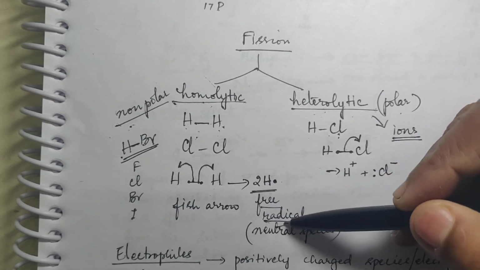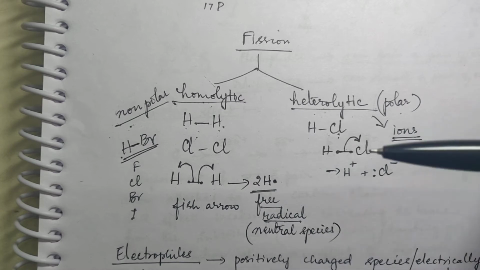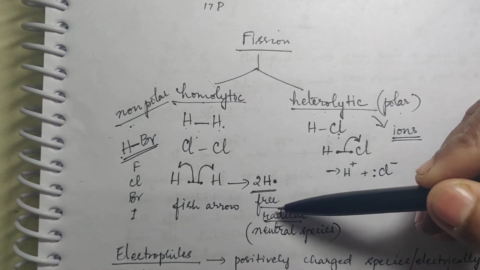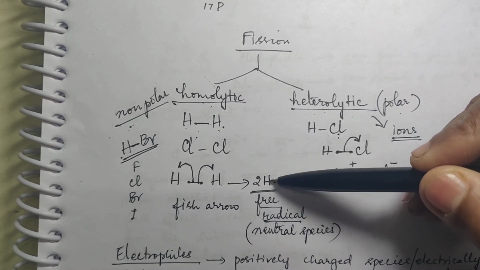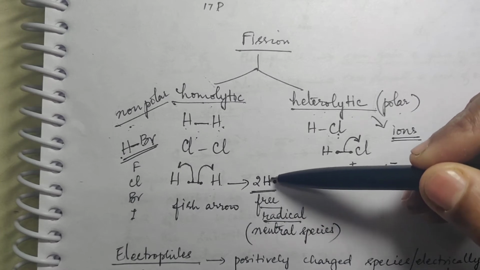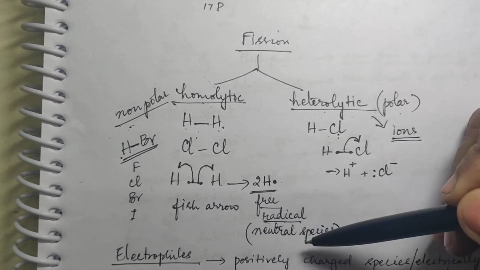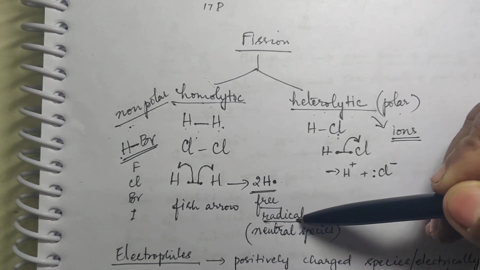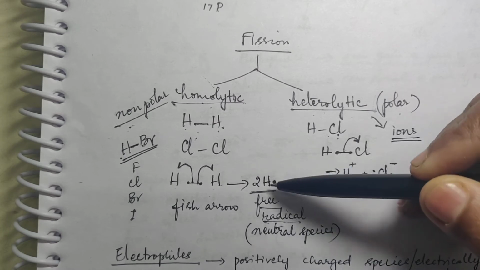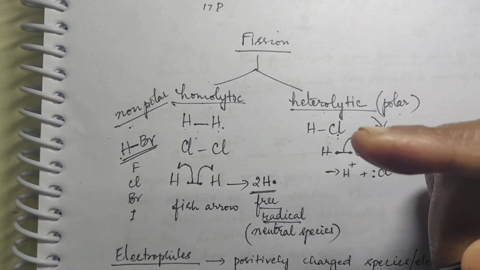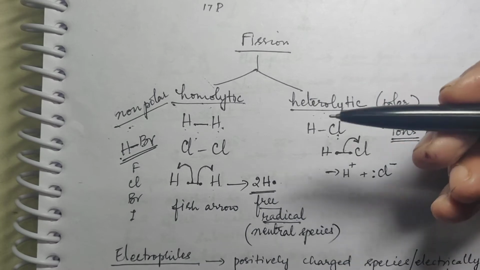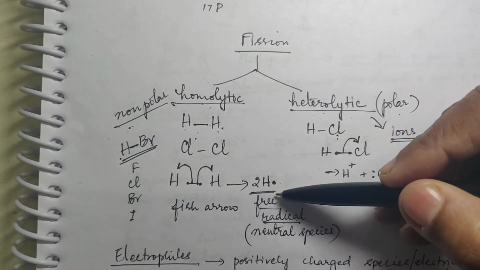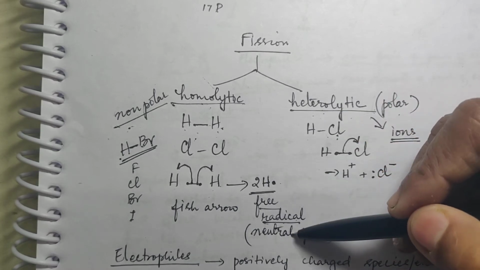So, what are free radicals? Free radicals are basically atoms having one unshared electron or odd electron. They are called free radicals. These free radicals are neutral species. You know very well that hydrogen has only one electron and one proton, and it's a neutral atom, right? So free radicals are also neutral species.